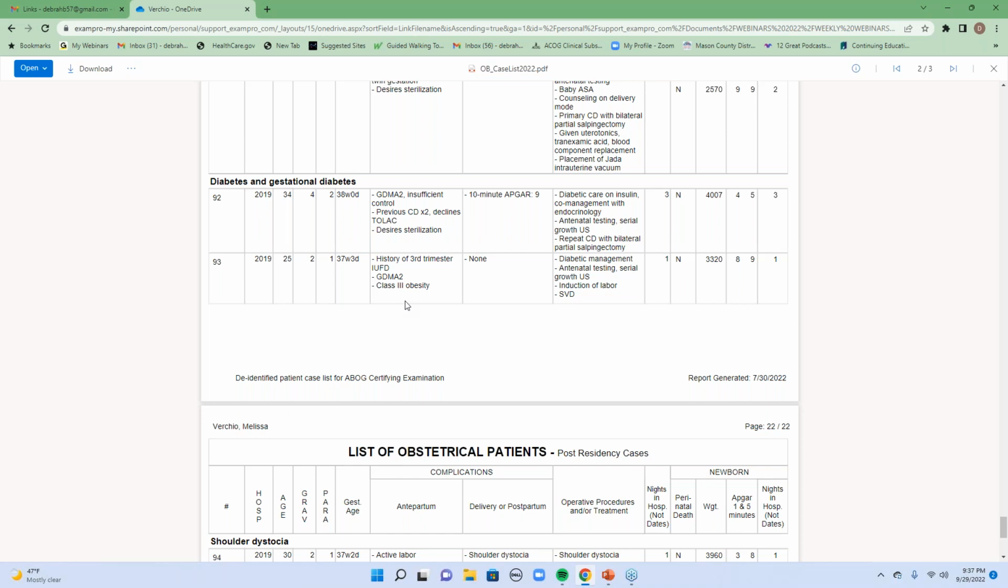I would start with some of those as far as counseling is concerned with obesity.